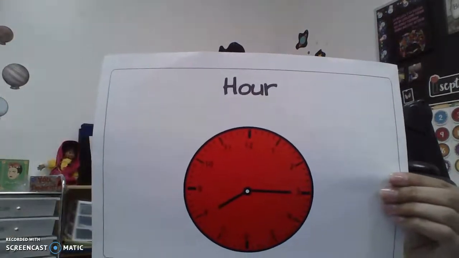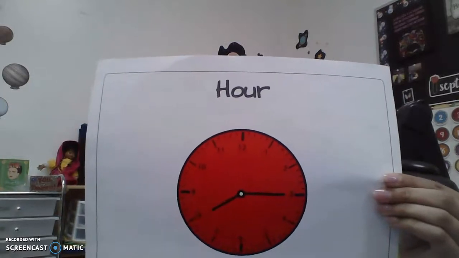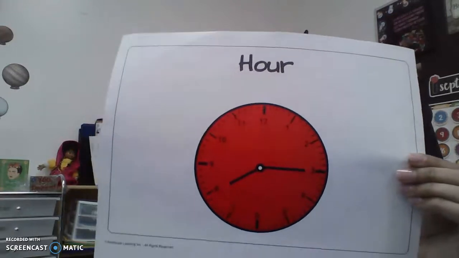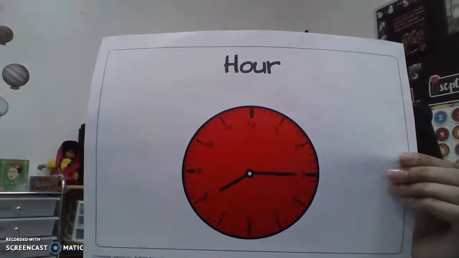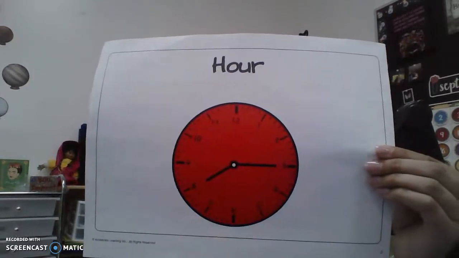And then our next vocabulary word is hour. So hour is what's always represented on the clock. And it's the first number we say whenever we're talking about time. So whenever we're telling someone the time, we always say the hour first.